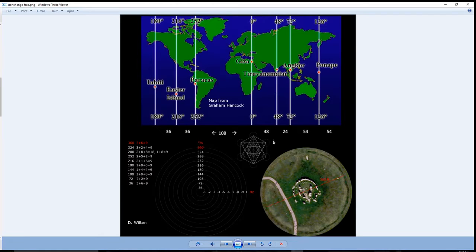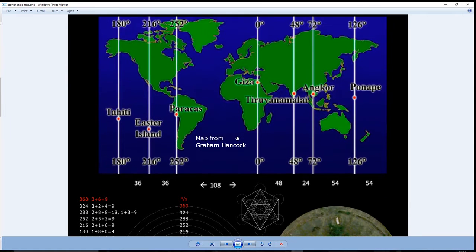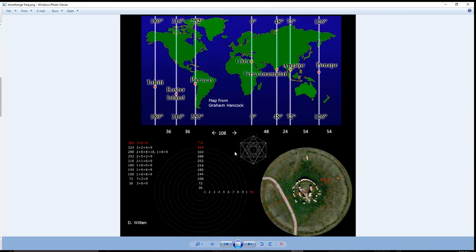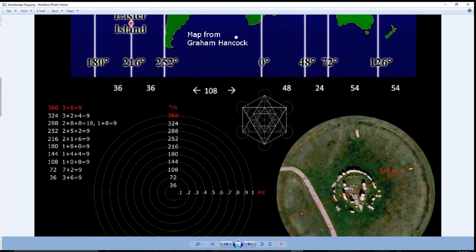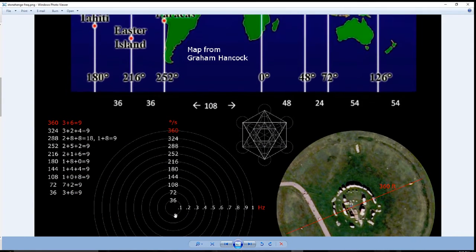So I hope this helps you, and I hope it at least gives you a little bit of incentive to go out and study these types of things. You can see that what they have left us is probably some kind of code, to where at every 36 degrees we should find something on this map, probably something that we haven't found yet. Because as you know, this map from Graham Hancock was a work in progress when he did this. And I am just showing the similarities between the concentric circles and the hertz that you see right here.